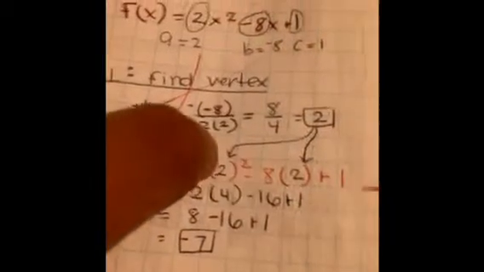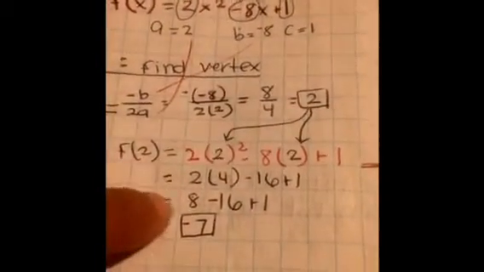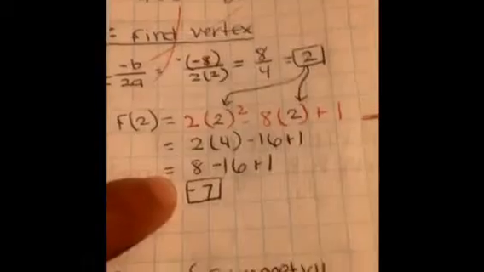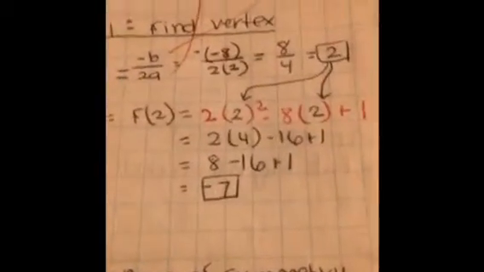Next, you'll solve your equation, get this, solve it once more, until you get your final answer, which in this case is −7. So 2, −7, which will then be your vertex.